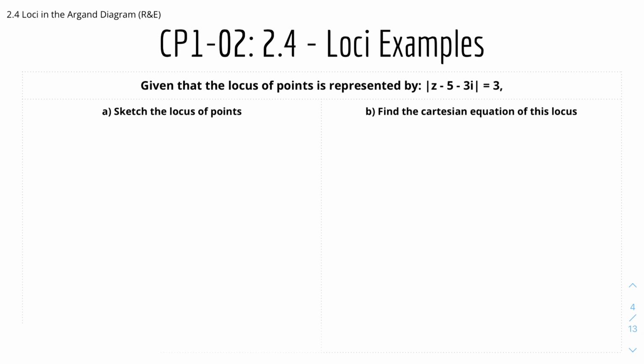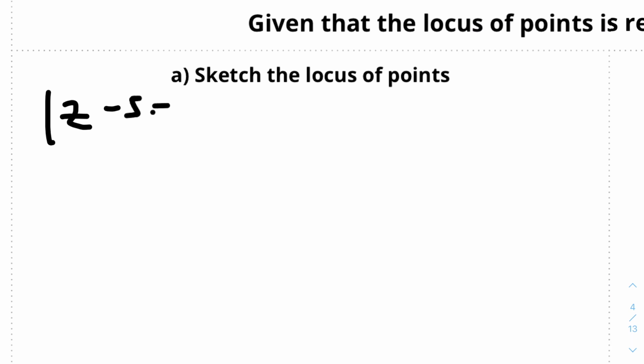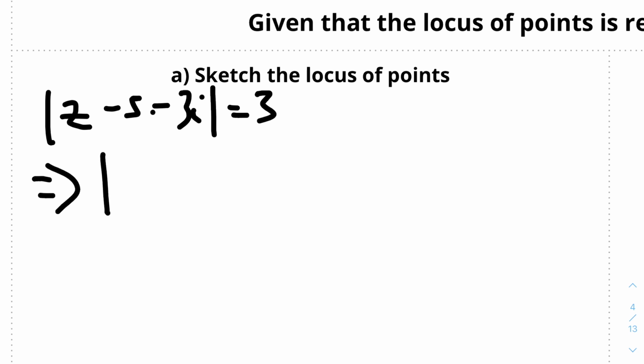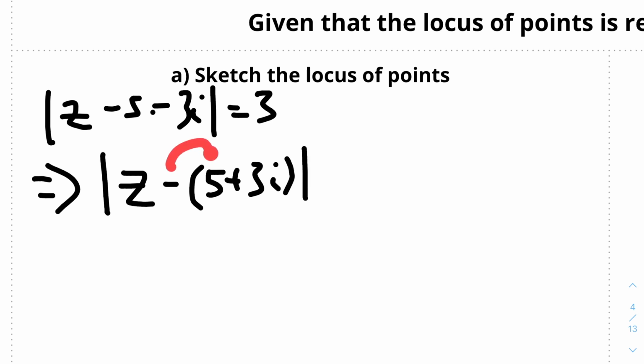And here we have some examples for loci. Given that the locus of points is represented by the modulus of z minus 5 minus 3i equals 3, sketch the locus of points. So we know that the locus is the modulus of z minus 5 minus 3i equals 3. What we can do is factorize a minus first, so we can write z minus (5 plus 3i), right? Because if you were to expand it, it would be minus 5 minus 3i as shown on top here.